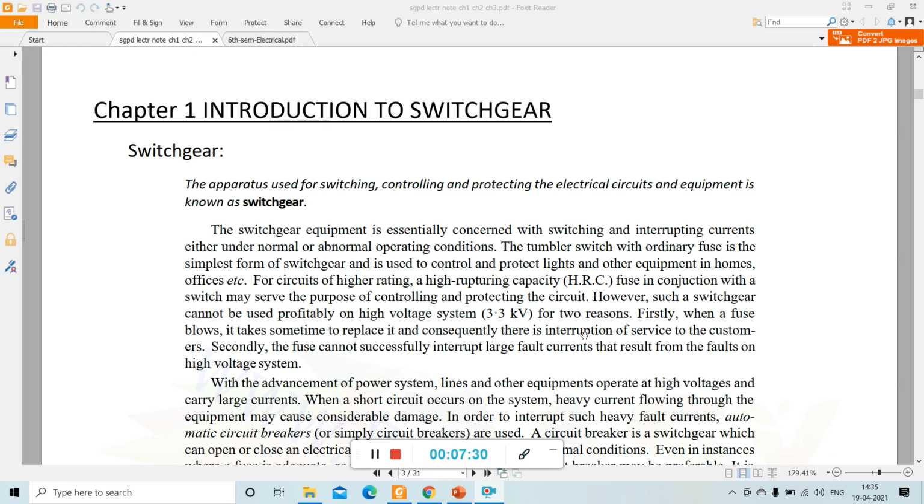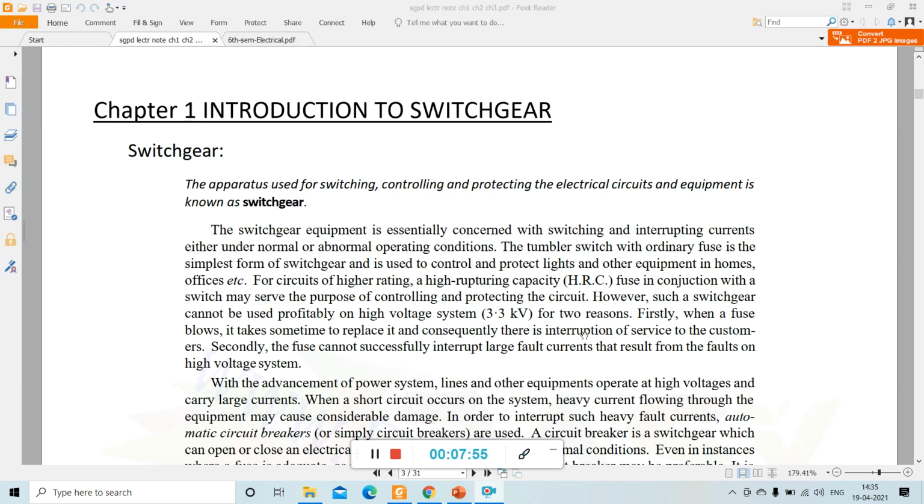the tumbler switch with ordinary fuse is the simplest form of switchgear and is used to control and protect lights and other equipment in homes, offices, etc. Okay, so for circuits of higher rating, a high rupturing capacity fuse, HRC fuse, in conjunction with a switch may serve the purpose of controlling and protecting the circuit.